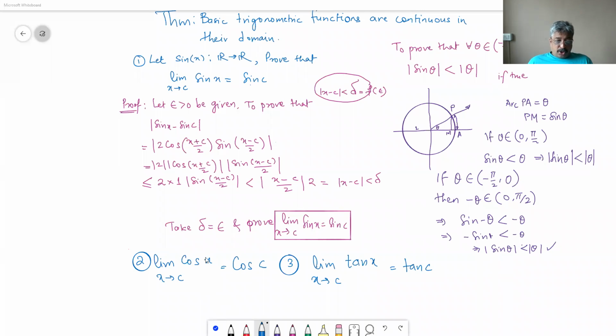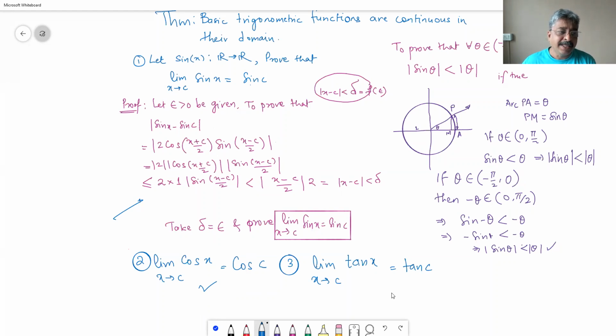Okay, when it comes to cos x minus cos c, again it is mod of minus 2 sine (x plus c) by 2 times sine (x minus c) by 2, absolute value. And therefore, the proof goes exactly the same way, because you take the maximum value of sine (x plus c) by 2 as 1, absolute value of minus 2 is 2, and hence you select delta is equal to epsilon, you get limit cos x is equal to cos c, and therefore this proof will go through exactly the same way.